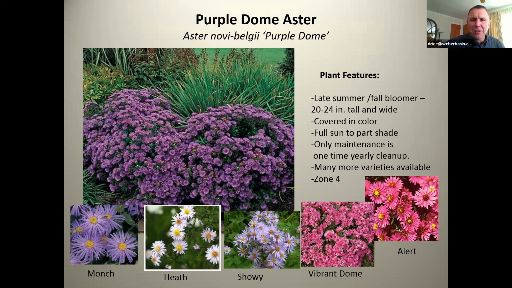There's lots of asters. I just put Purple Dome on here, but there's lots of them. You can see the list there at the bottom of the range of color. Asters are that good late summer, fall bloomer, taller perennial, the typical aster-shaped flower, but with a range of colors. I like the deeper, darker asters.